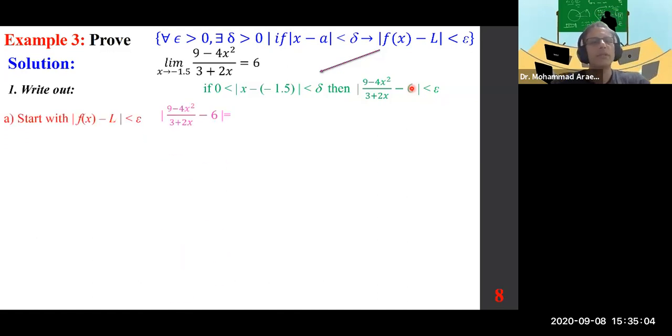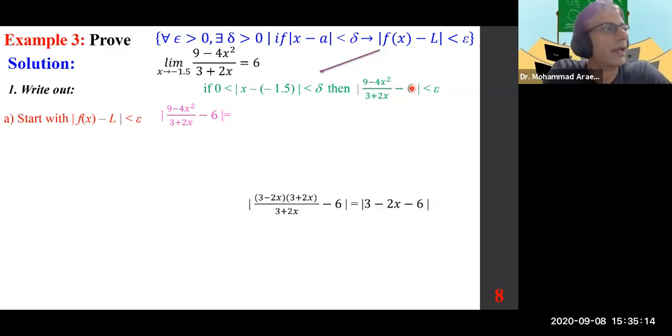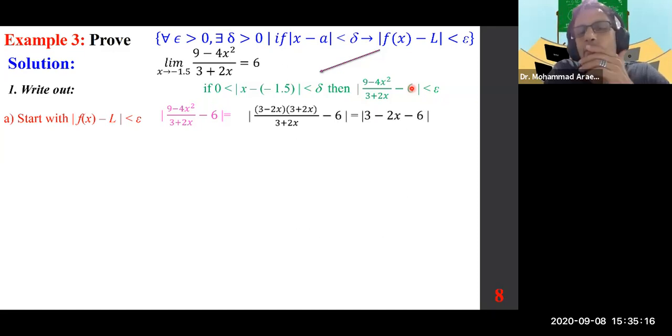Okay. Now everybody knows we can factor the top. It's a squared minus b squared equals a plus b times a minus b. So everybody can factor it. It's really not a big deal. When we factor this, the 3 plus 2x factors cancel each other, and we are left with the numerator only, 3 minus 2x, and then minus 6. So 3 minus 2x minus 6.